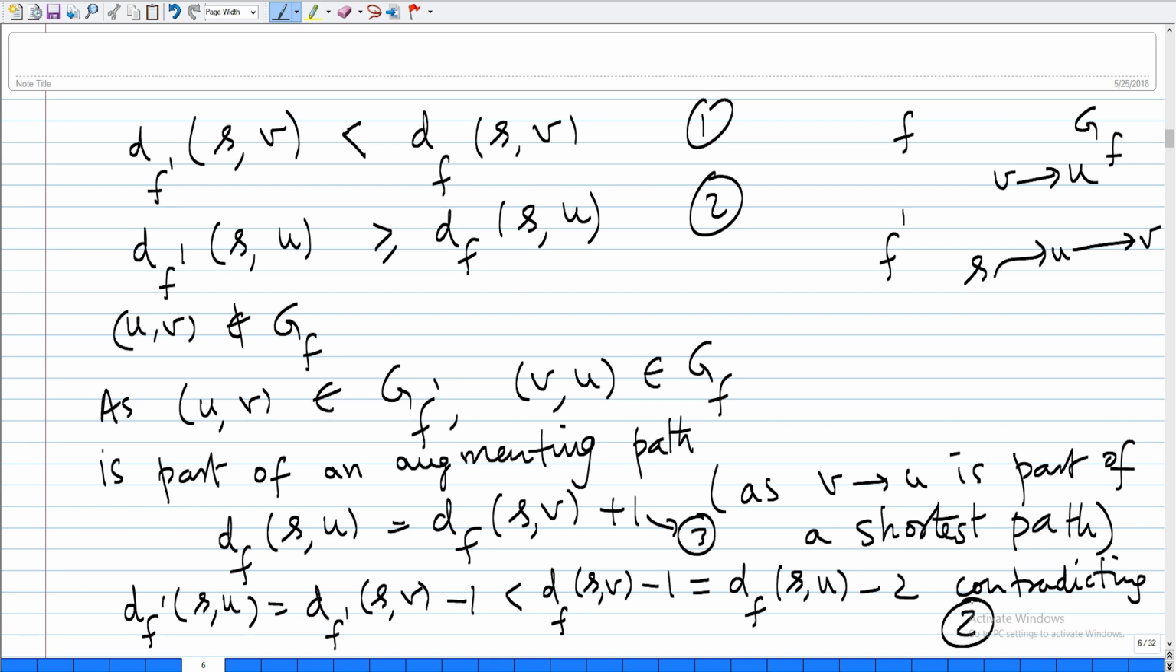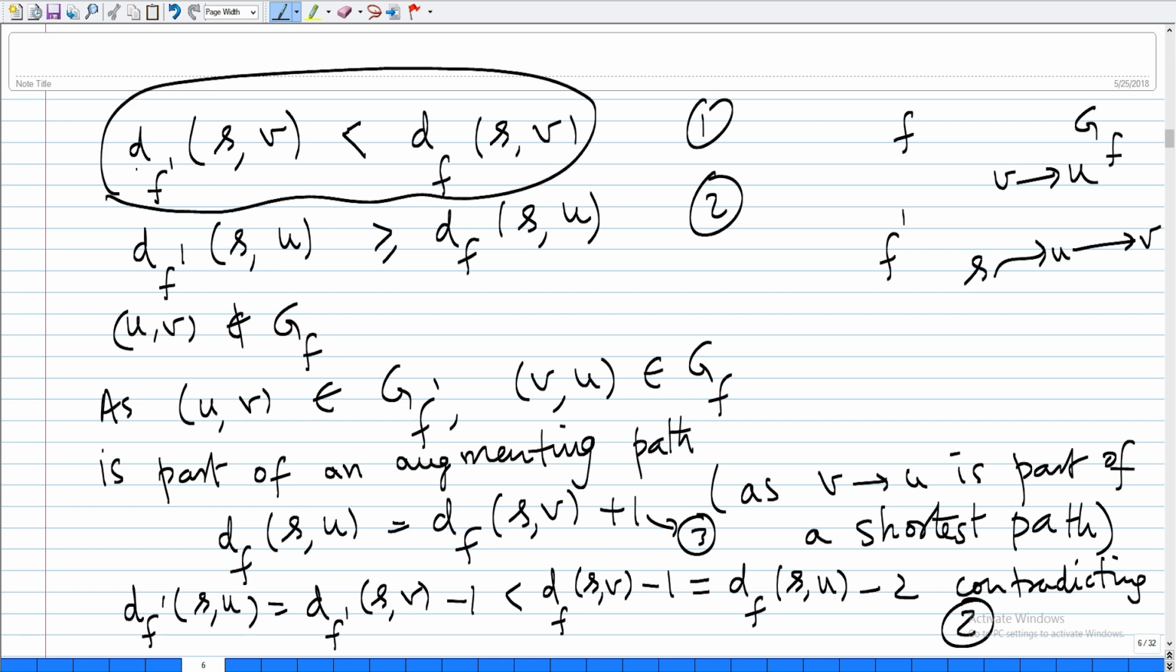What did I prove in lemma 1? That my assumption that for V the path length decreases is wrong, right. If I make that assumption, then whether UV is part of GF or not, I get some contradiction. So, this is wrong. So, for every V, df prime is greater than or equal to df SV. Okay, so, the length of the shortest path from S to any vertex either remains the same or increases.